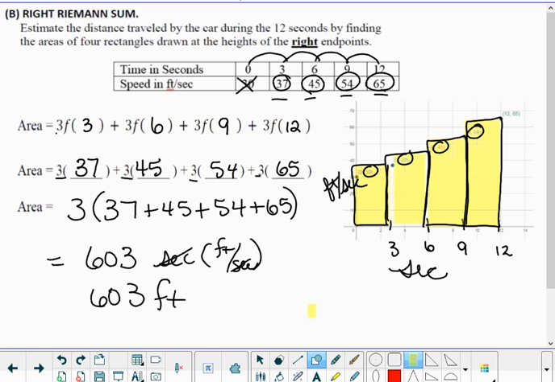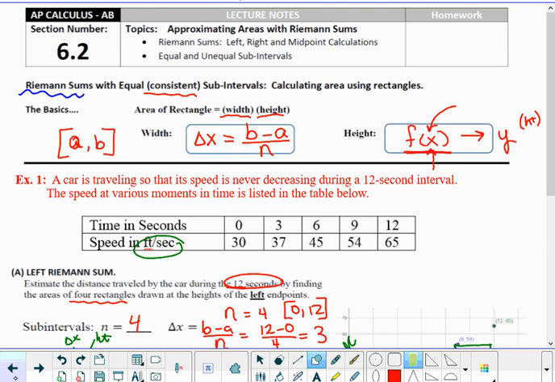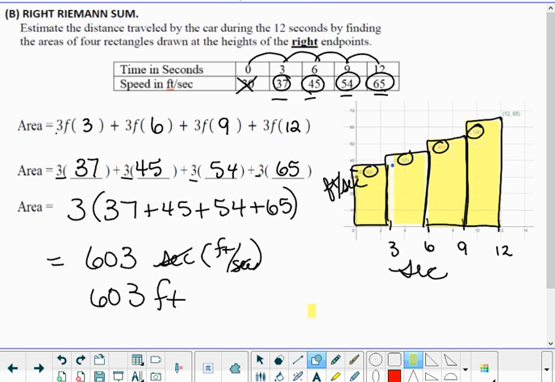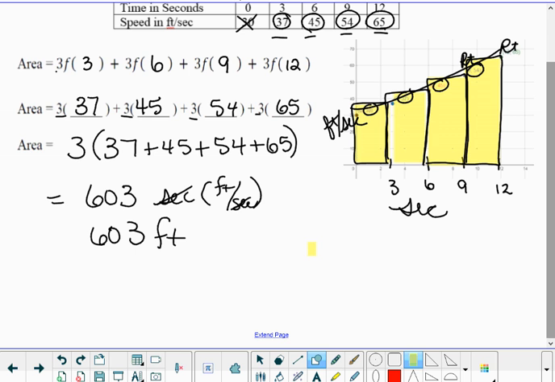Since this is an increasing function, does it make sense that the right hand Riemann sum is greater than the left Riemann sum? For sure, right? If my function is increasing, then the right hand side is always going to be a larger value than my rectangle determined from a left Riemann sum.